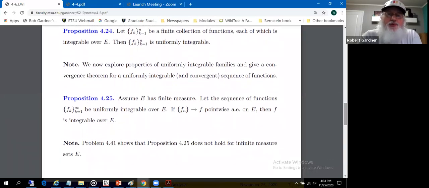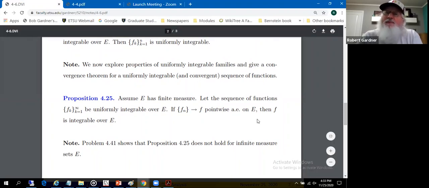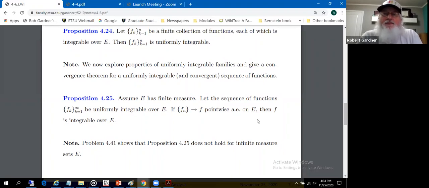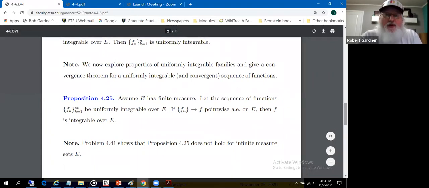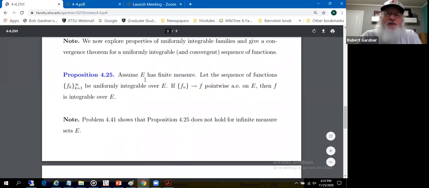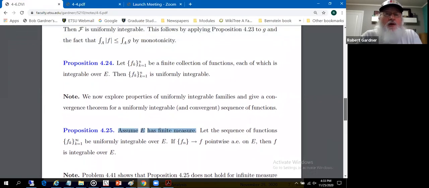Now let's shift our attention to a convergence theorem. The convergence theorem will come in two steps. We'll make a claim about integrability, and then we'll make a claim about the value of the integral. So we'll explore properties of uniformly integrable families and give a convergence theorem that applies to uniformly integrable sequences of functions that converge pointwise. Proposition 4.25 says, assume E has finite measure.